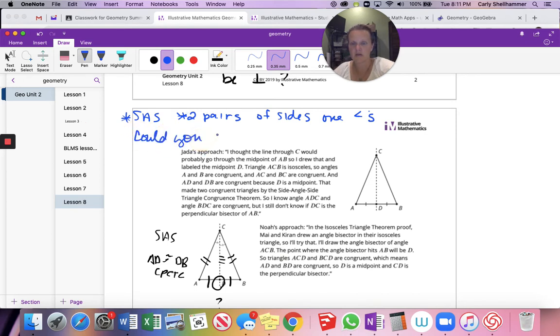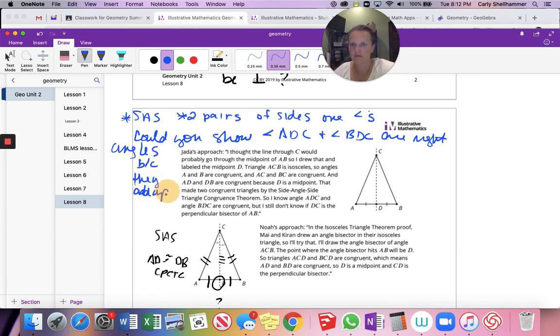Could you show that angle ADC and angle BDC are right angles? Ugh, I'm off the paper, so it doesn't like it. Because they add up to 180, right?